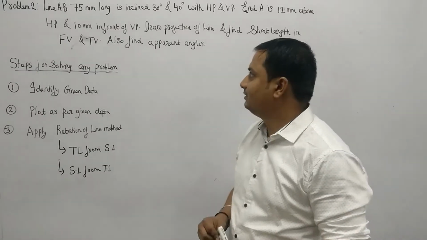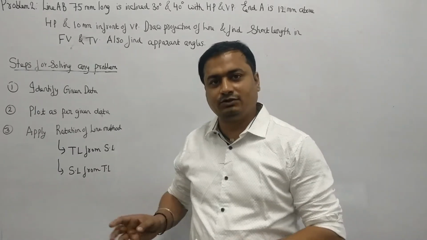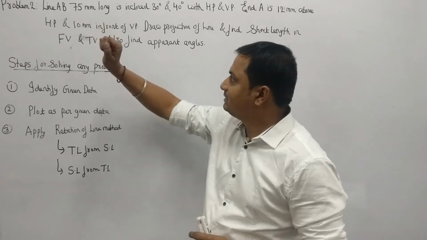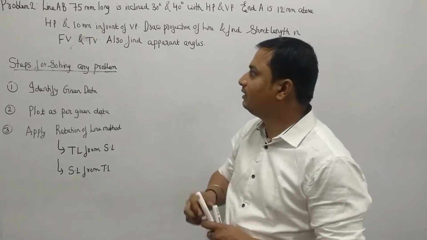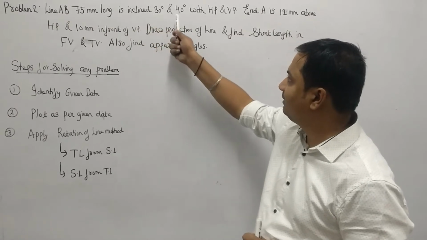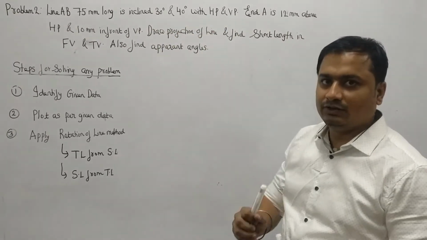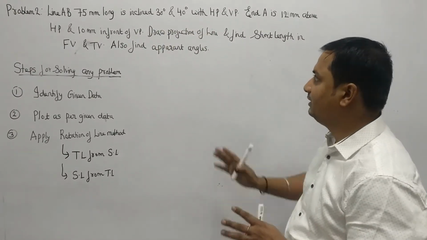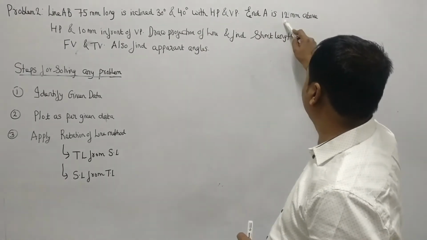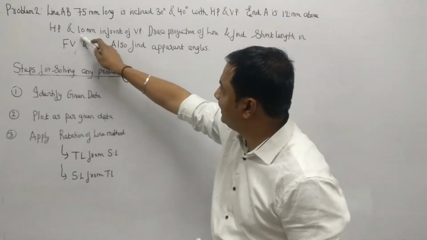Everyone, this is the second problem based on the projection of a line inclined to both the planes. So the problem is: a line AB, 75 mm long, is inclined 30 degrees and 40 degrees with HP and VP, and A is 12 mm above HP and 10 mm in front of VP.